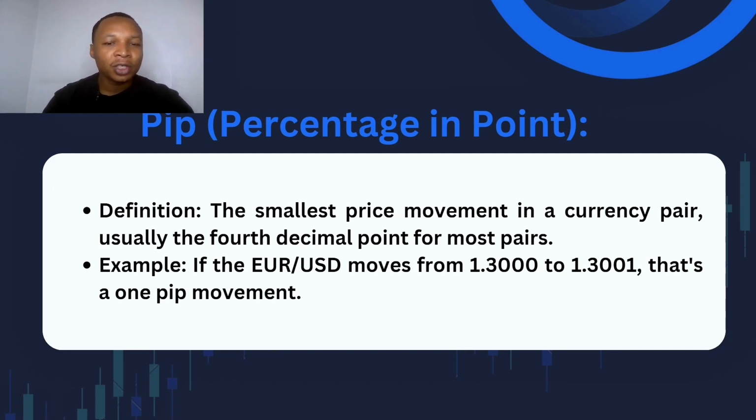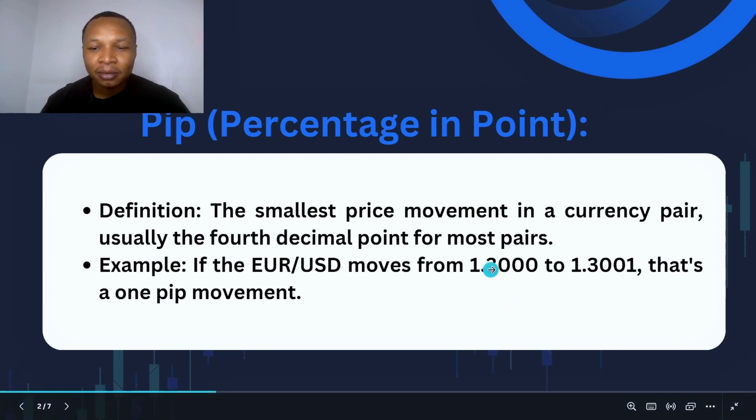For example, if we're trading the Euro USD and the Euro USD moves from a price of 1.3000 to about 1.3001, we say it has moved 1 pip. There's a 1 pip difference between the two. Because currency pairs are not measured by any unit, we use the difference in price as pip. We call the difference in price a pip. So a 1 pip move is when price moves from one point to another, and it's usually the fourth decimal point.